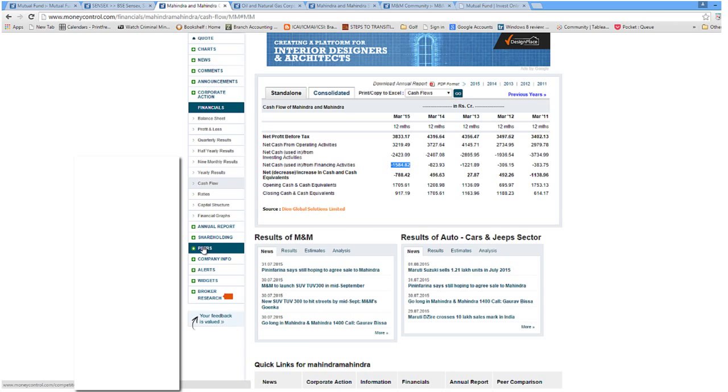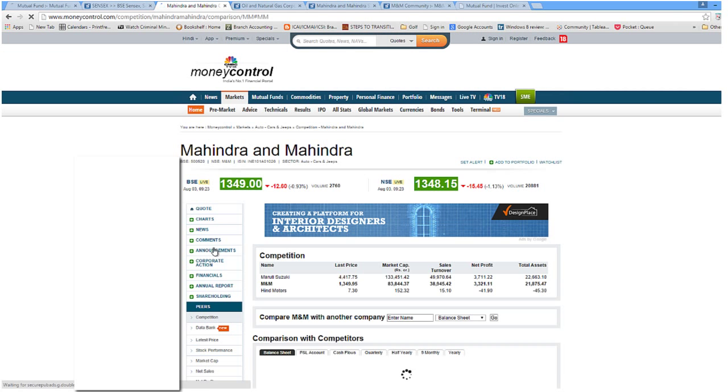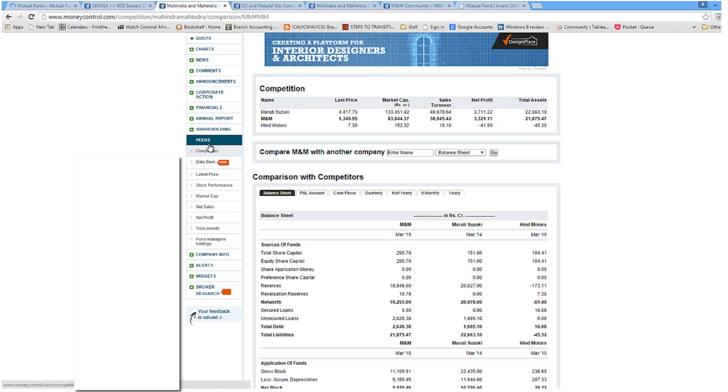One last thing that you can look at is the peer review. You click on the peers button to look at the peers of Mahindra and Mahindra. It will give you a quick comparison on the last price of the peer companies, their market capitalization, sales turnover, net profit, and total assets. Now, these cannot be compared as they are given, because these companies are not of the same size. So there is something which is called common size analysis, which I'll discuss with you in some other video because you need to go into detail on that.